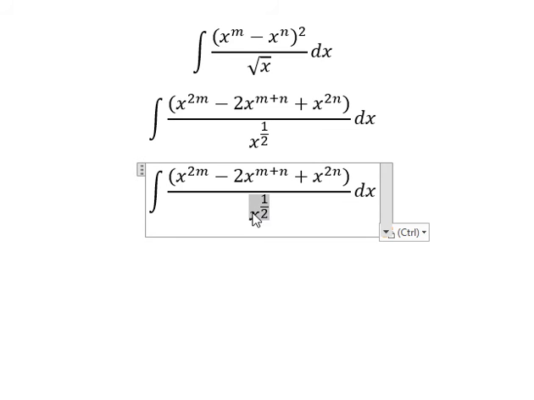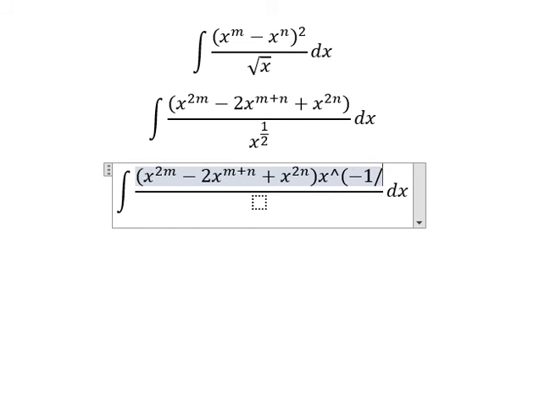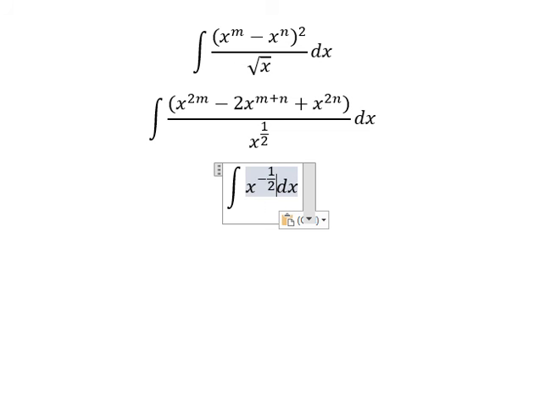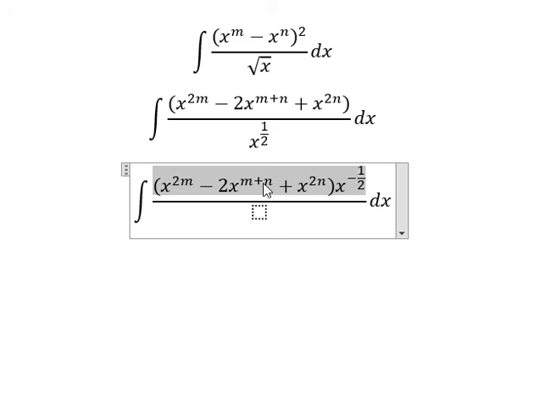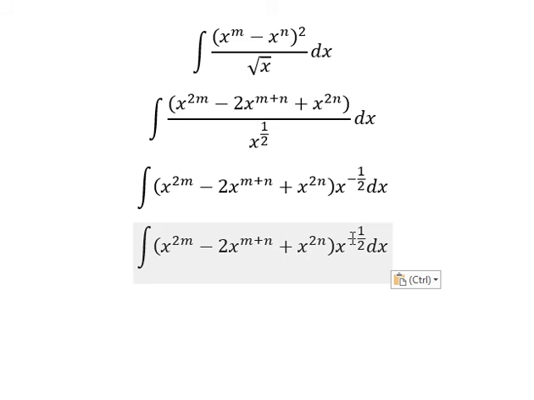So if we want to put this one to the numerator, we need to put the negative on the power in here. So we have x to the power of negative 1 over 2. Now, this one is multiplied by this one, and this one.